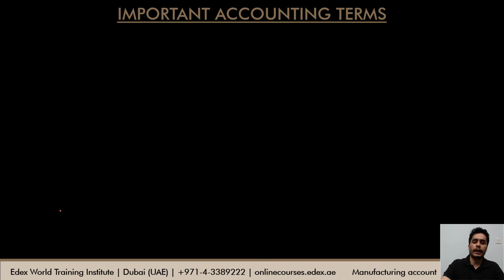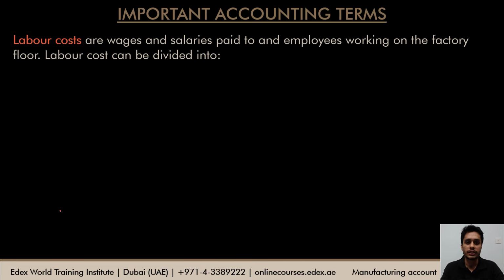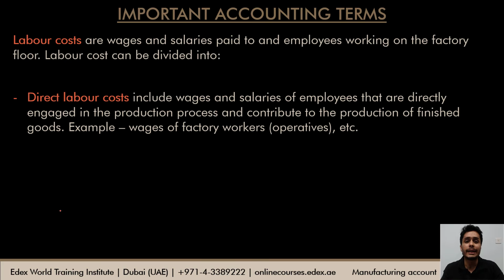The other major cost in any manufacturing business would obviously be labor cost. Labor cost is the wages and salaries paid to people working in the factory. That can also be divided into direct labor cost and indirect labor cost.